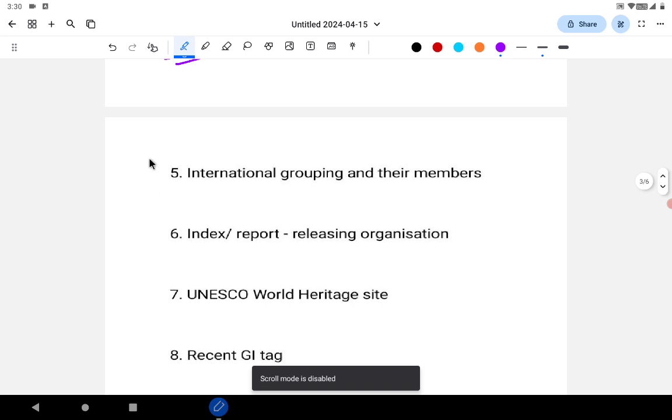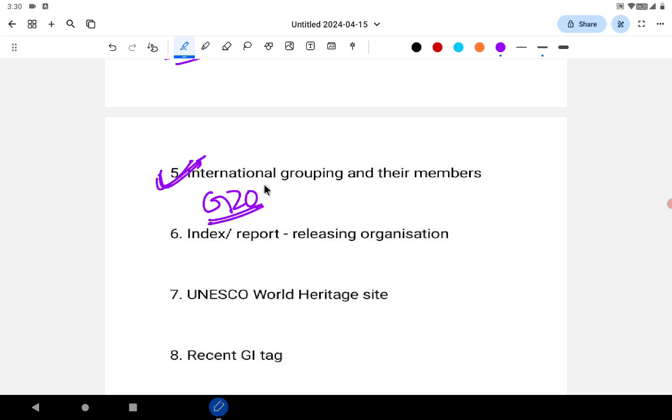Very, very important, extremely important: international groupings and their members. Already, I think UPSC has asked about the G20. There are other international groupings of which India is a member, and some where India is not a member. The APEC, APTA, the BRICS, the G20, G7, and many other organizations.